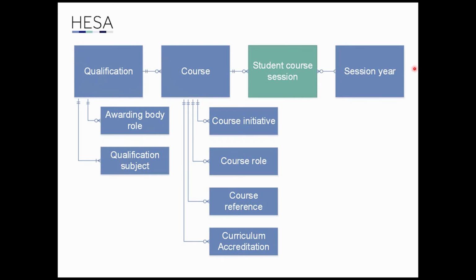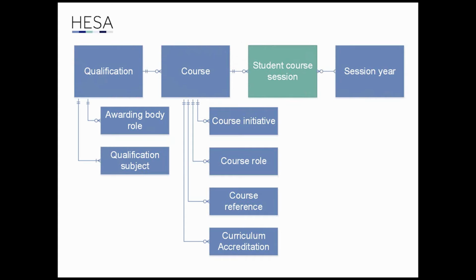We also have this new concept of the session year, which records the planned dates for each year of a course. And those two sections, the course and the qualification and the session year, linked together by the student course session. So that's the student level data that records a year of the student's activity. So for each year that a student engaged with this course, they would have one student course session to show them engaging with that course.